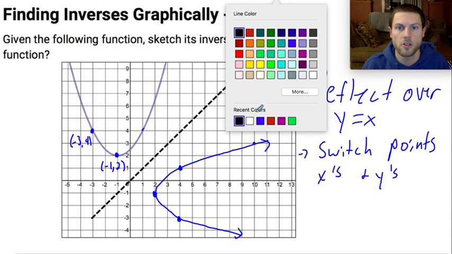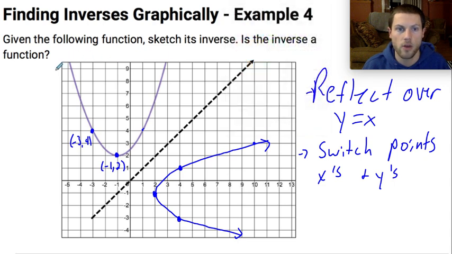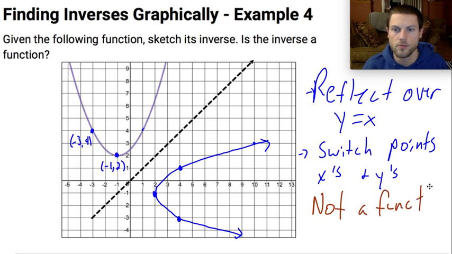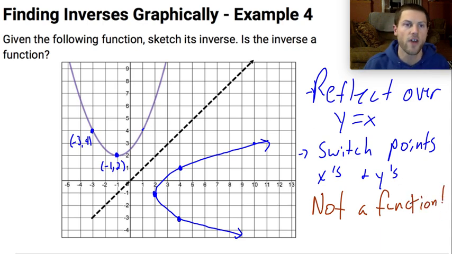So is this a function? Well, hopefully you could tell that already, knowing that this fails the horizontal line test. And this, being the inverse, will actually fail the vertical line test. So the inverse is not a function. Okay, that's finding inverses graphically.